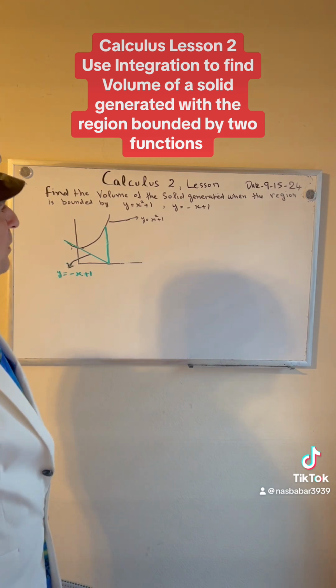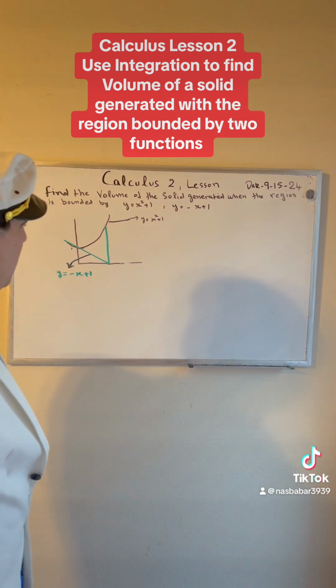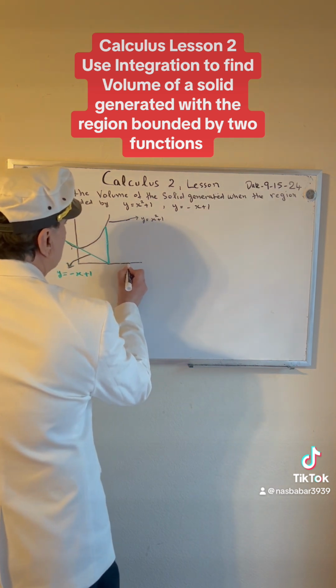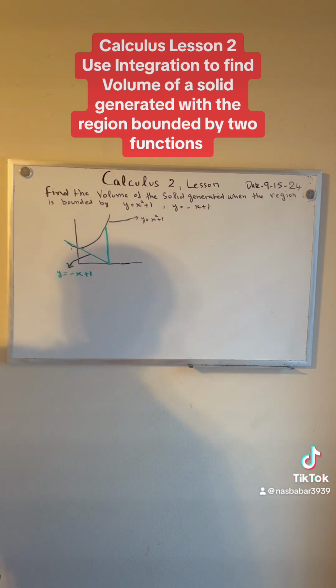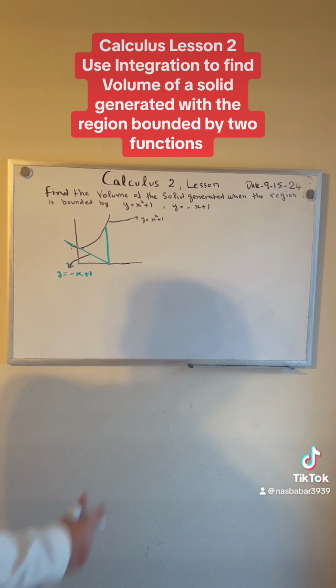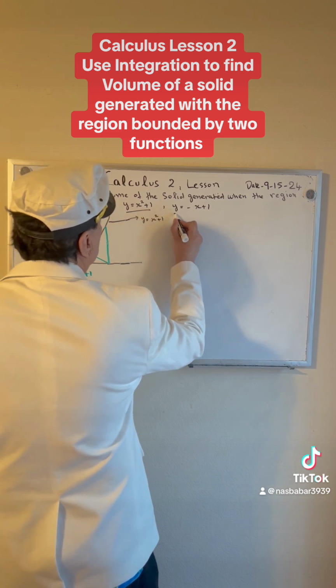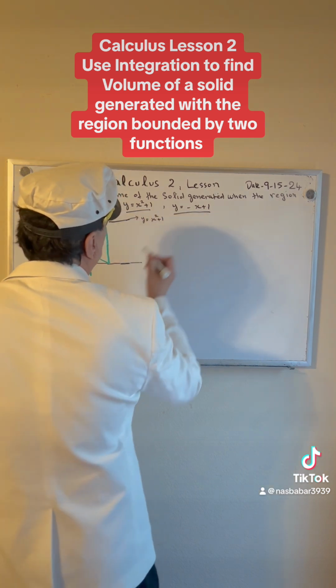Date today is 9/15/2024. I have the problem. I drew the diagram already in the interest of time. So basically, what they want you to do is find the volume of a solid generated when the region is bounded by two functions. And those functions are y is equal to x squared plus 1, and y is equal to minus x plus 1.